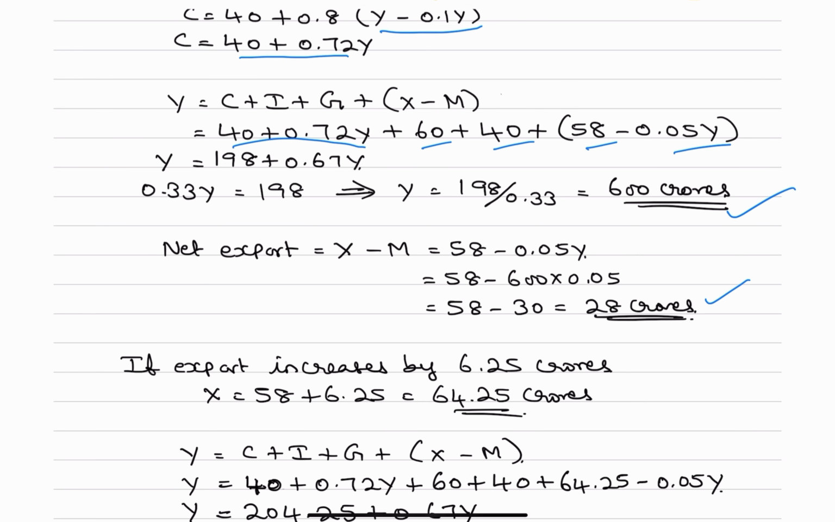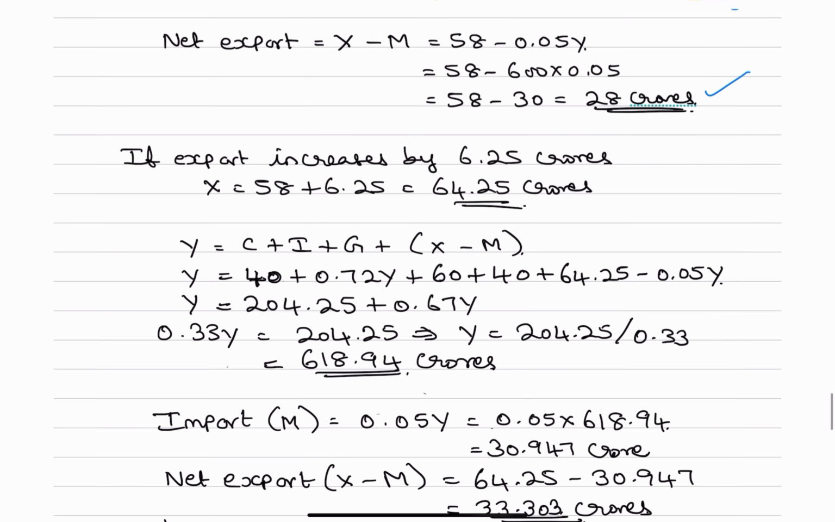Net export is export minus import, that is 28 crores. If export increases by 6.25 crores, that is, already it is 58, if it increases by 6.25, then it becomes 64.25 crores. Then y is equal to c plus I plus g plus x minus m. Substituting the values, we get the value of y as 618.94.